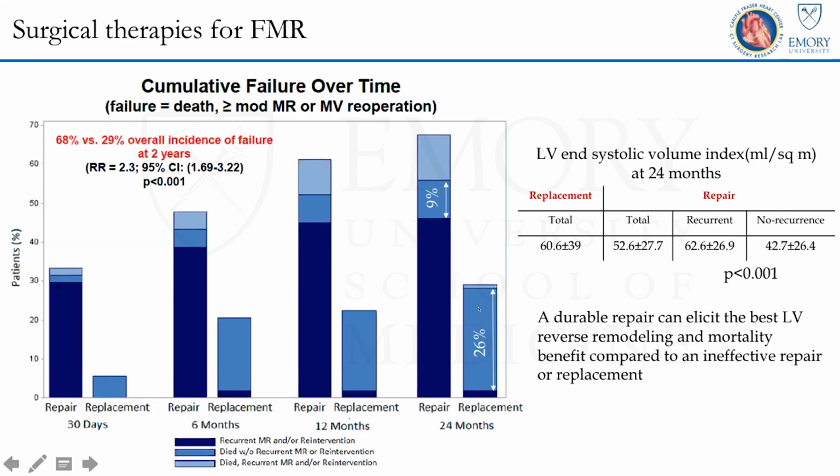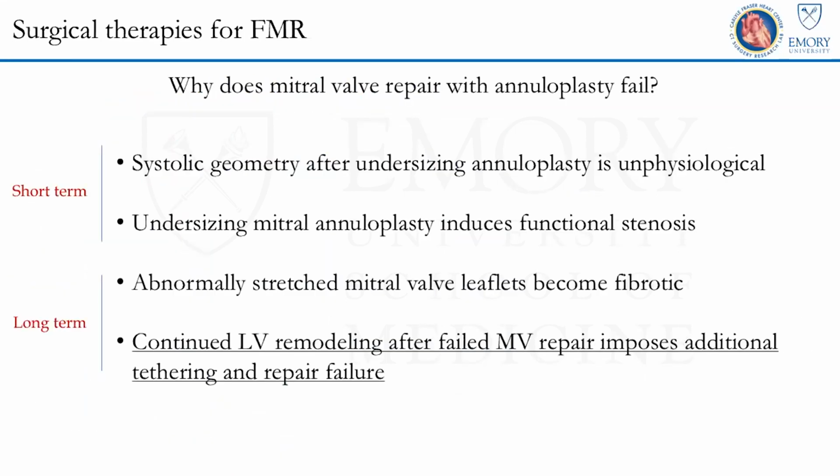Whereas a similar patient population in replacement who did not have any recurrence of mitral regurgitation nor failure of their mitral valves, about 26% of those patients died. And when we look at their left ventricular remodeling, you see that in the replacement group, the LV end systolic volume index was 60.6 compared to the no recurrence repair group, which was 42.7, indicating that a durable repair can elicit the best left ventricular remodeling and potentially improved mortality in these patients.